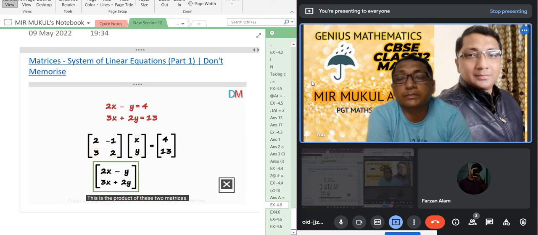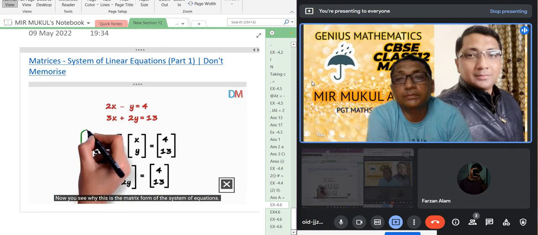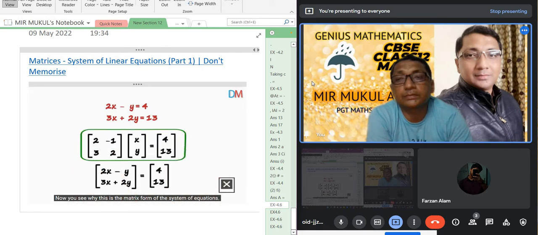This is the product of these two matrices. And this matrix will be written as is. Now you see why this is the matrix form of the system of equations. As these two matrices are equal, we can say that 2x minus y will equal 4 and 3x plus 2y will equal 13. Same as these two equations. But let's come back to the important point.